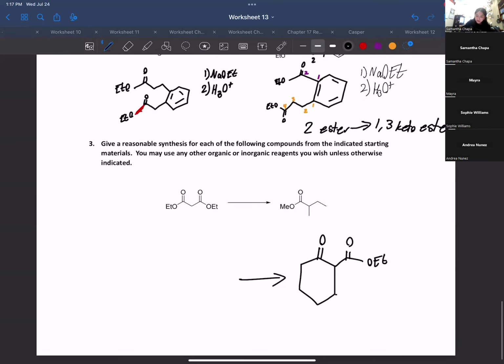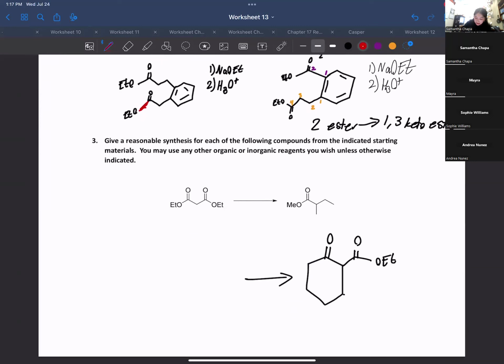For this compound right here, same thing. Identify the alpha carbon, find your ester, and find your carbonyl compounds, and break the bond between the alpha carbon and just the regular carbonyl, not the one with the ester. So from here, I am going to number all the way around like this.